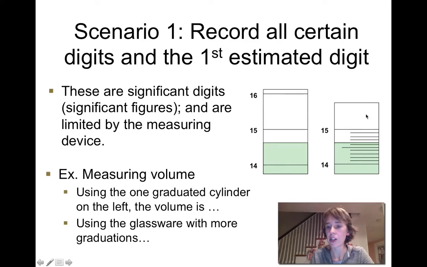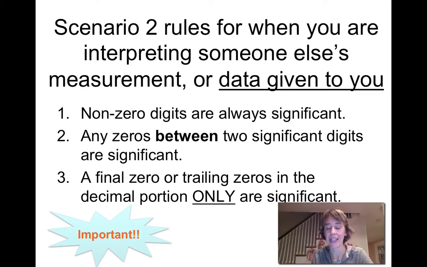If we have a better graduated cylinder with more markings, then I can see here that it's in between the 0.6 and the 0.7. So I might guess that's 14.63, something like that. But yeah, in that case, the fourth place would be significant.